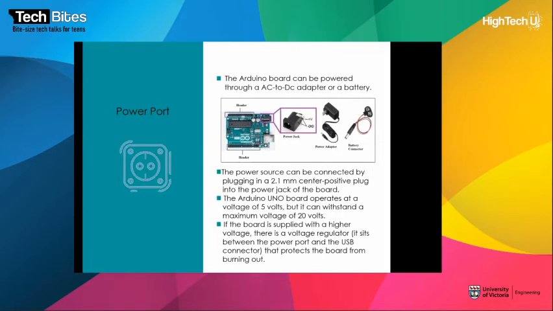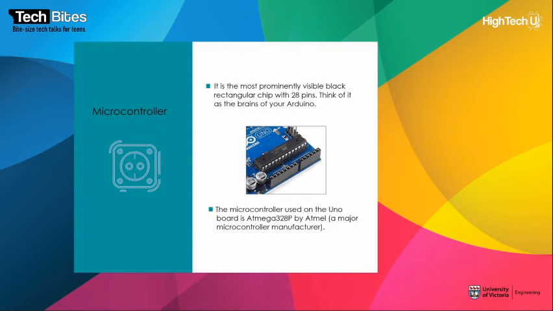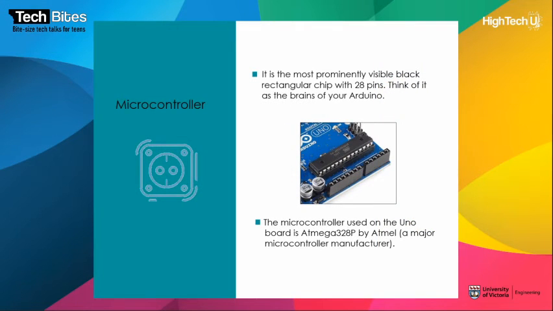Now, let us take a look at a very important component, which is the microcontroller. It is the most prominently visible black rectangular chip with 28 pins. Think of it as the brain of your Arduino. The microcontroller used on the Uno board is the Atmega 328P by Atmel. Atmega 328P has the following components in it: flash memory of 32 KB, where the program loaded from the Arduino IDE is stored. RAM of 2 KB, which is runtime memory.